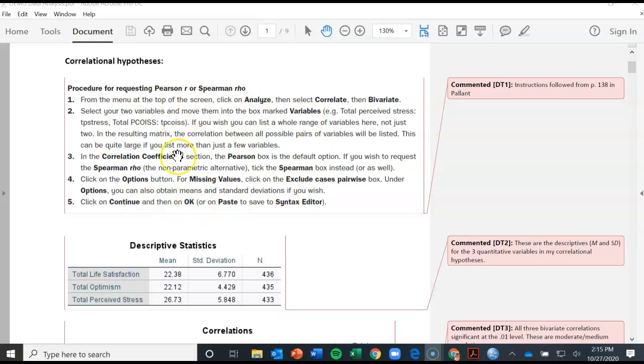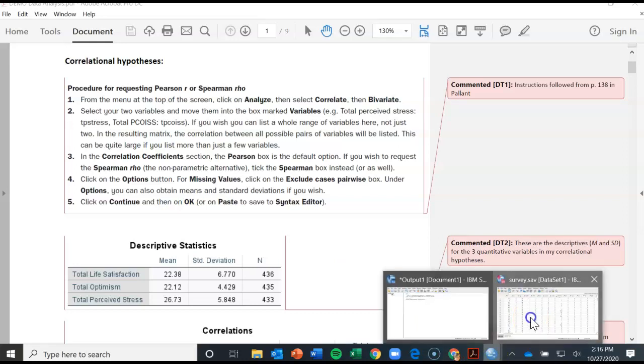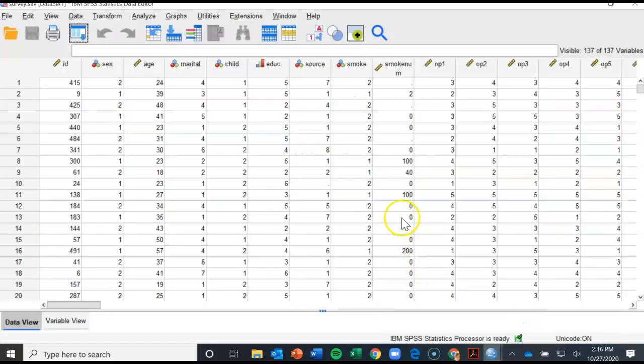So here are the instructions from the Pallant book for doing correlations. Many of you have correlational hypotheses where you want to test hypotheses about the strength and direction of the relationship between quantitative variables. So you would do the same thing that I'm doing here with that analysis. So I'm going to open up my data file and show you first how I got the descriptive statistics.